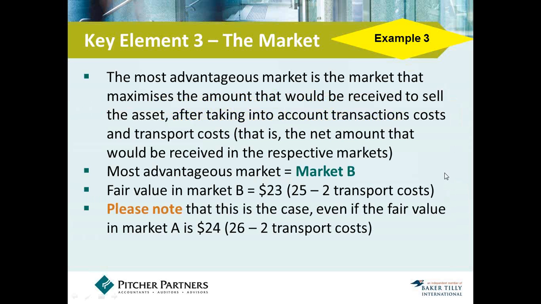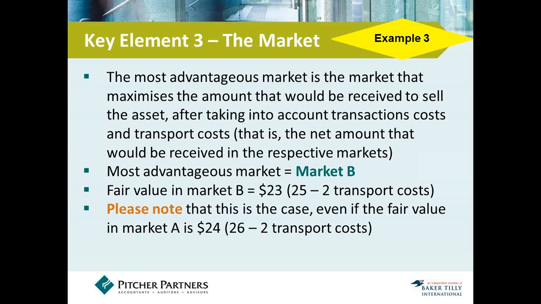So market B is the most advantageous market. And then if we look at market B, the fair value in market B is the price of 25 less the cost to transport the asset to market B, which is 2, and therefore the fair value in market B is 23. Now, I've made it a very tricky trend. I've made it like this to illustrate the point, because some people could have determined fair value and then looked at which one gives me the highest fair value, which is market A.